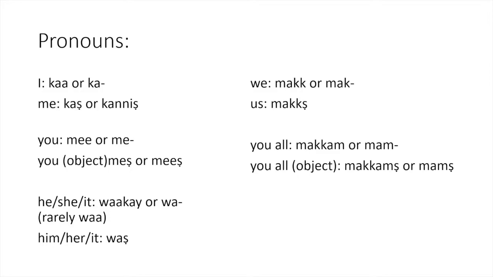You all and you are very different in Rumshan. Make sure to distinguish this. But you all is makkam, or mum. You all, as in the object, like we give this to all of you, is makkamsh or mumsh. Makkamsh, mumsh. They is utti. Only one form, and them is uttiyashan.